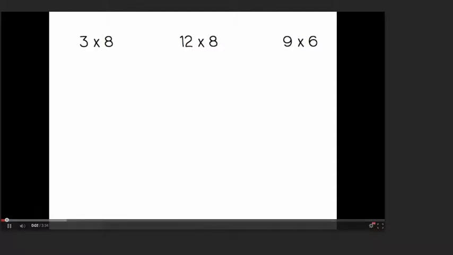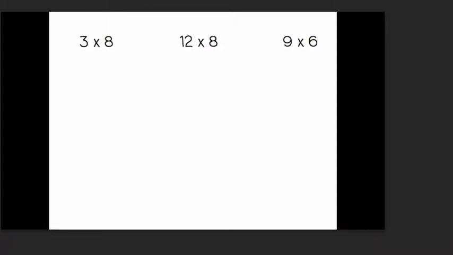We're going to talk about how we can use a strategy called decomposing to help us multiply when we are dealing with facts that we aren't sure of, or facts that we haven't yet memorized. So, for example, we'll start with 3 times 8. I don't really know my 3's and I don't really know my 8's. So let's say it's early in the year and I have maybe my 1's and 2's memorized.